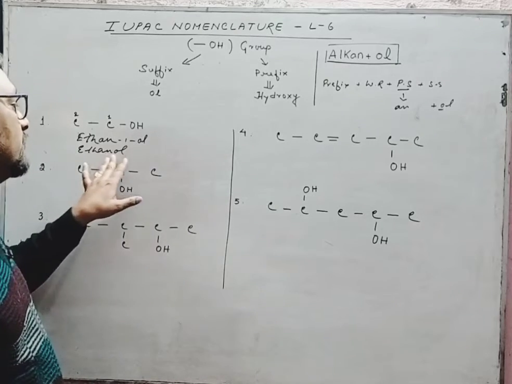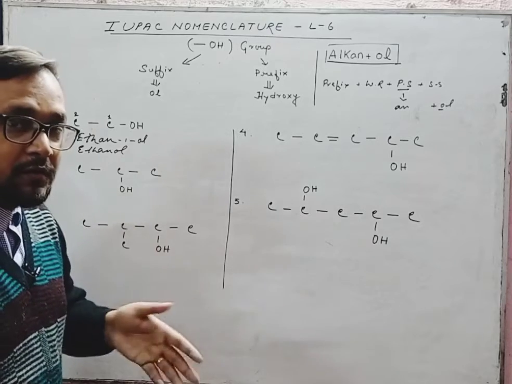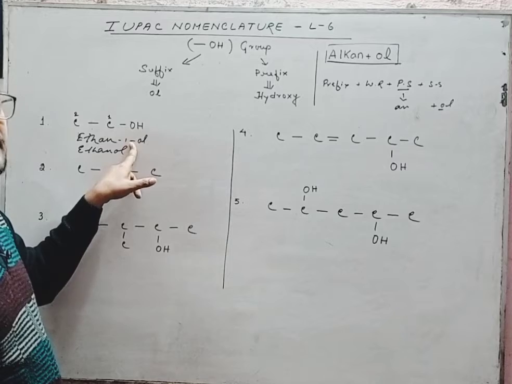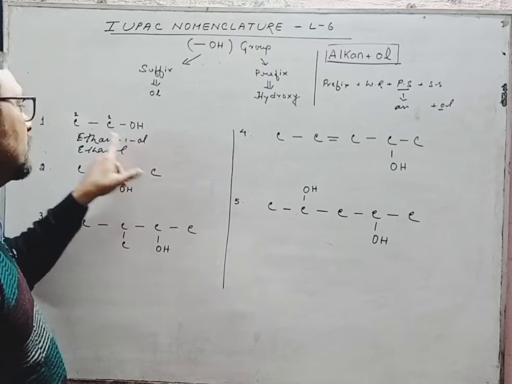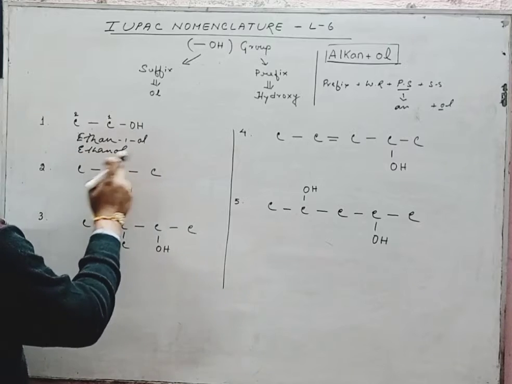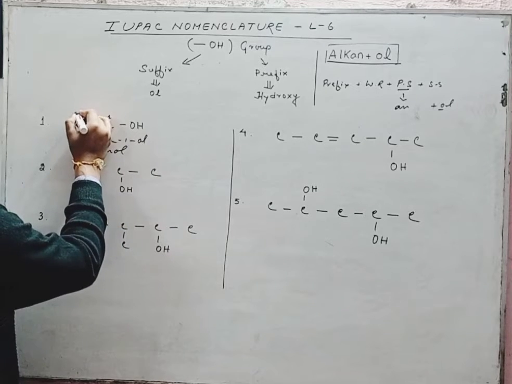Then only we can use this ethanol, alkanol, directly we can write. Otherwise, we will always mention the position. Clear all of you? So this is the first one. So what is the name of this? Ethan-1-ol.